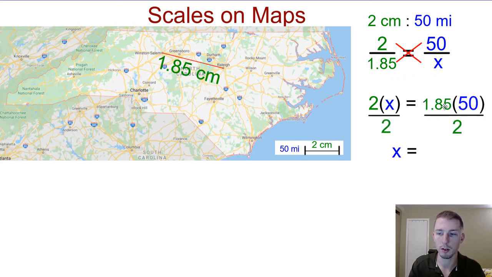And so we have 1.85 times 50 divided by 2, which will give us what x is equal to, which is going to be 46.25 miles in real life.